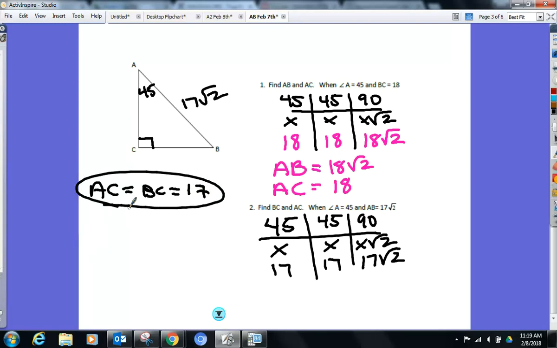Take a breath. Anything you want to ask about this special one, because the next one's a little bit more involved. The next special right triangle I show you. Questions, comments, any concerns? Everyone see the patterns here? X, X, and then multiply by radical 2.